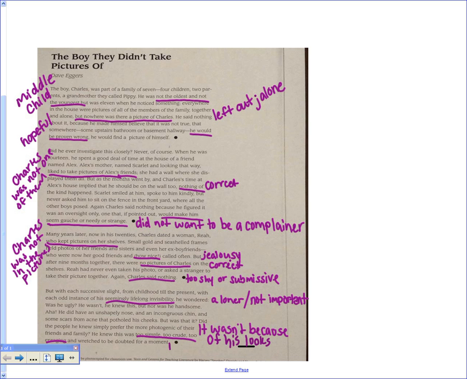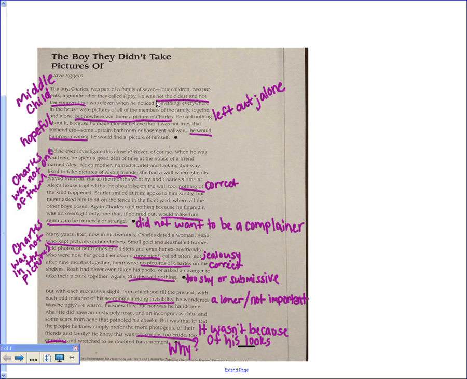And then we can simply write why at the end of it. Because we are still left at the end of this story not knowing why he was never in a picture. And he doesn't know either.